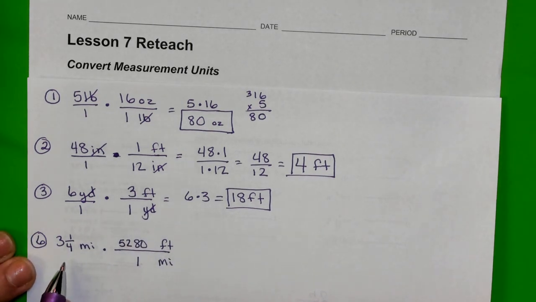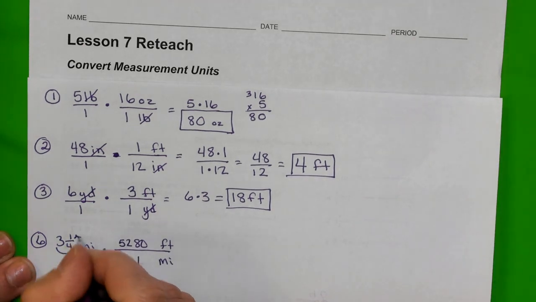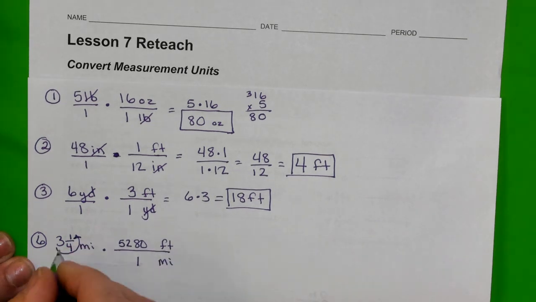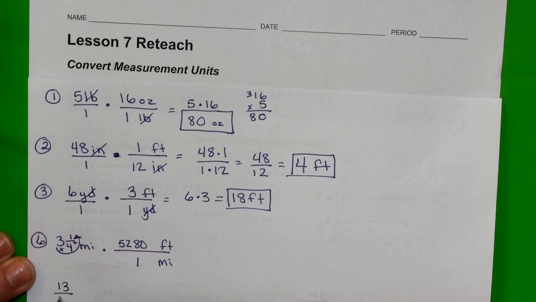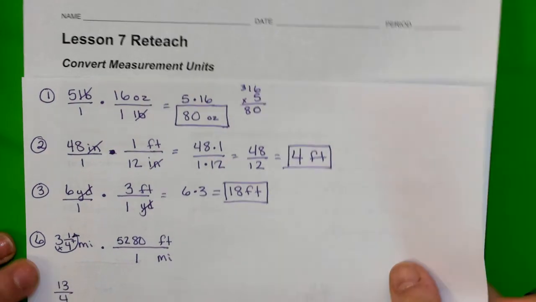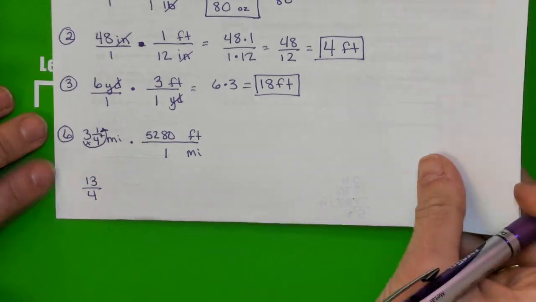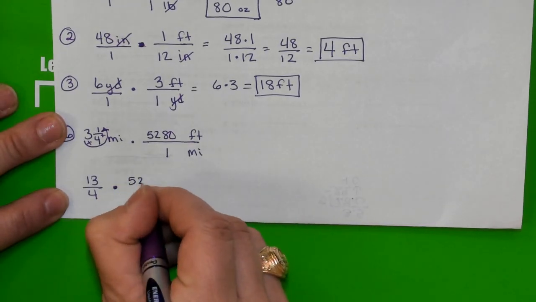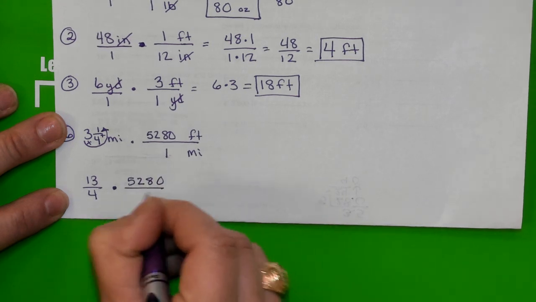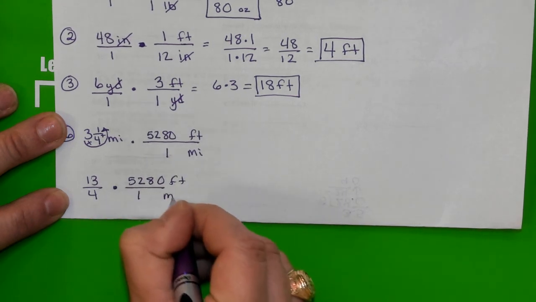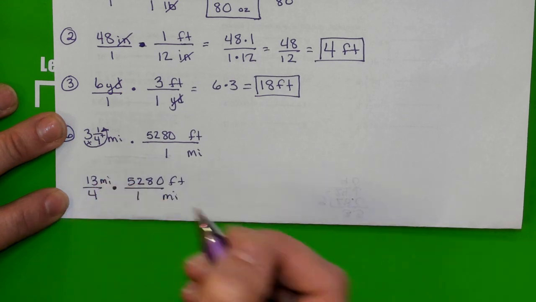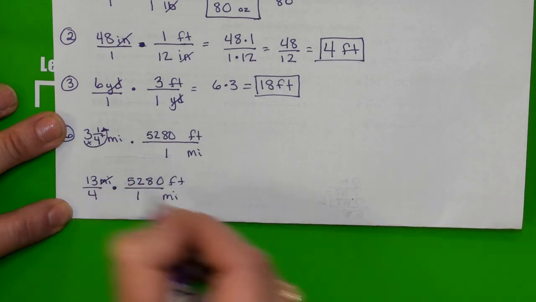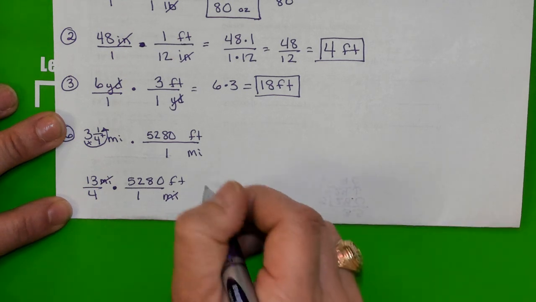Now we have a mixed number. We cannot use this mixed number with fractions, so we need to change it into an improper fraction. 3 times 4 plus 1 is 13 fourths. Oh, got to the edge. 13 fourths times 5,280 over 1, feet over miles. Okay, we're going to cancel out the miles to leave us only with feet.